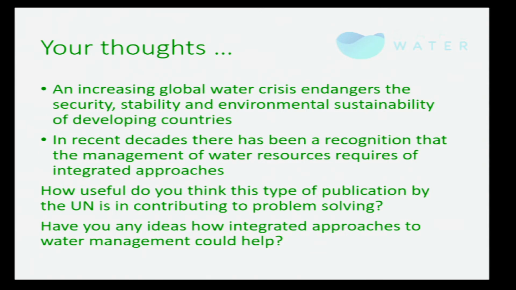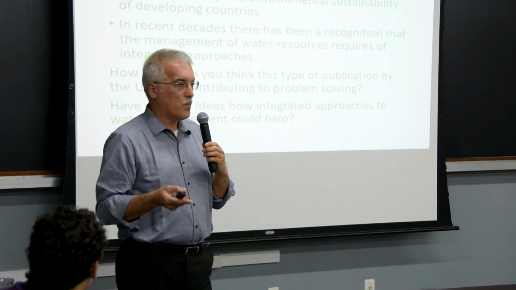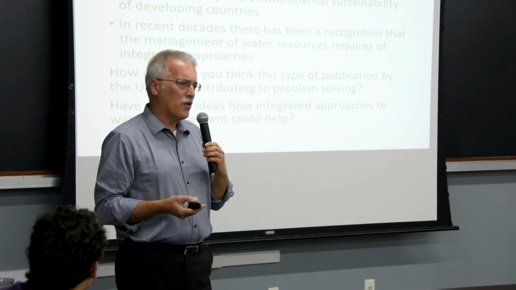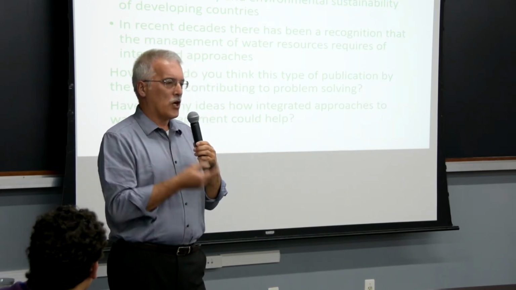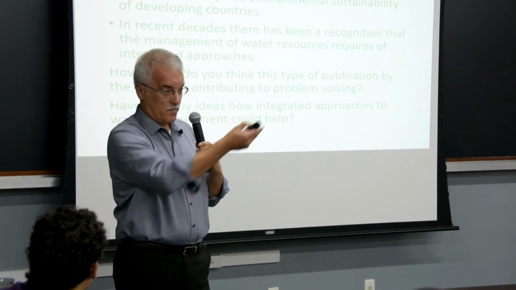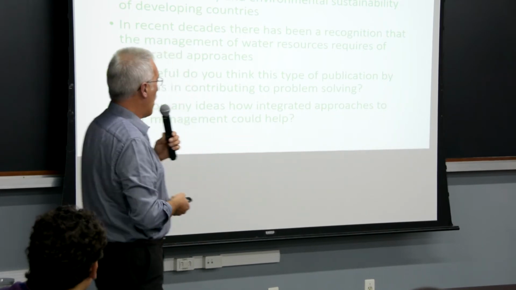So your thoughts on this initially: an increasing global water crisis endangers the security, stability, and environmental sustainability of developing countries, and all countries, I would suggest. There's been a recognition that the management of water resources requires an integrated approach, and this is what Kathleen is going to talk about. So how useful do you think this type of publication by the UN is in contributing to problem solving? Given that only 3 people in the group have looked at any of them, how useful are they? Are these simply publications that are generated and ignored by us who are in this sector? Or how useful are they?